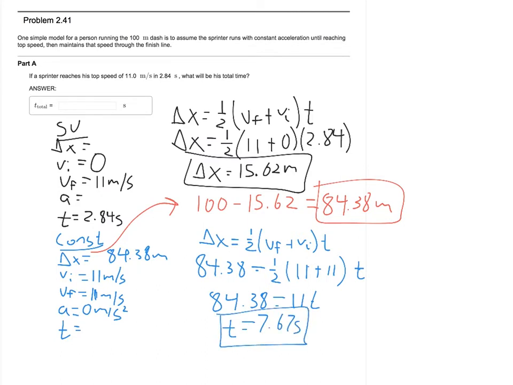So what is my total time? Keep in mind we need to combine both of these times to get that total time, but when we do that, we get an answer here of 10.51.